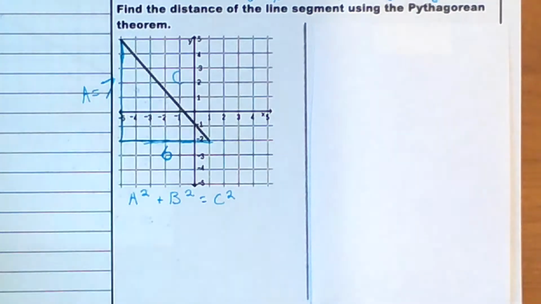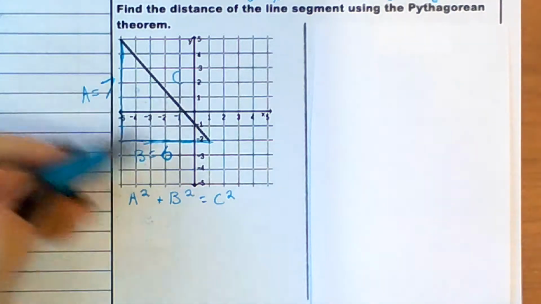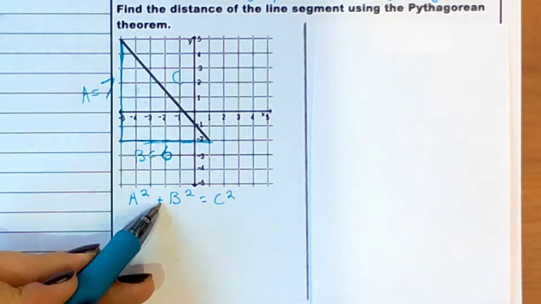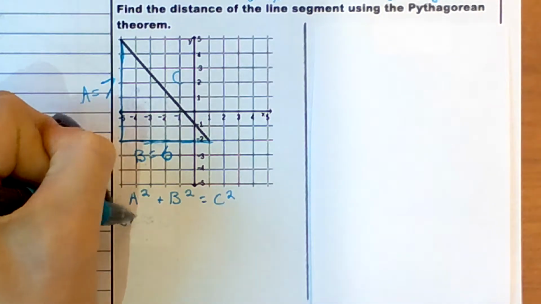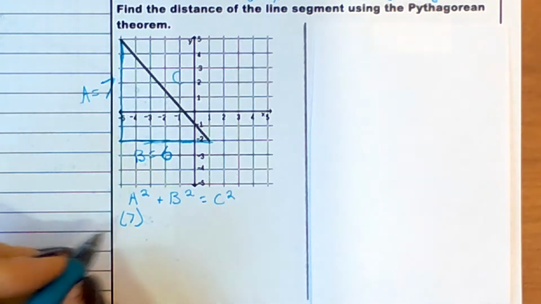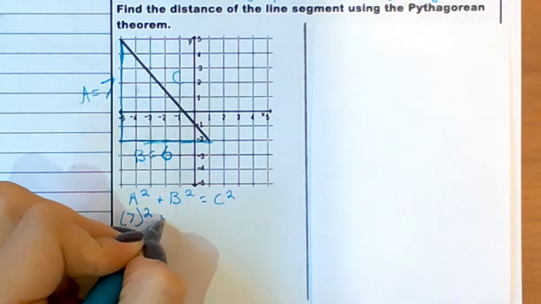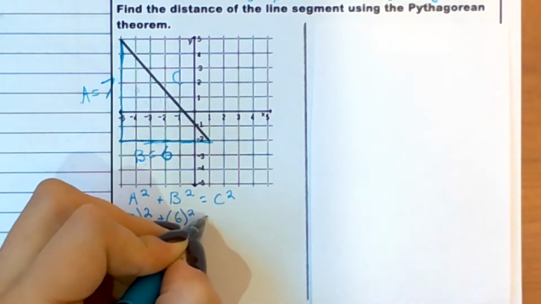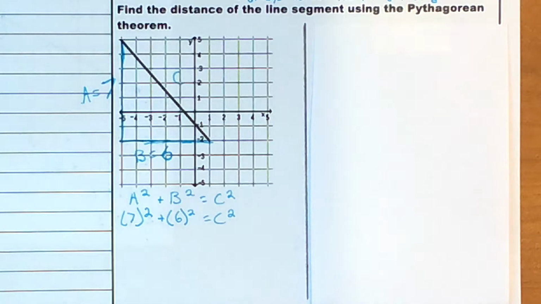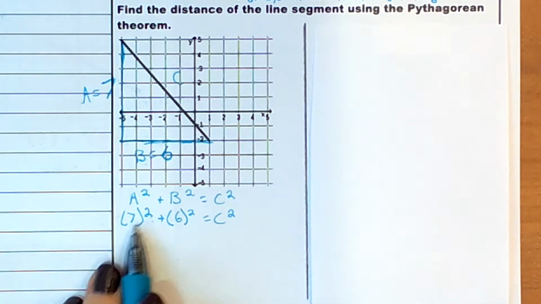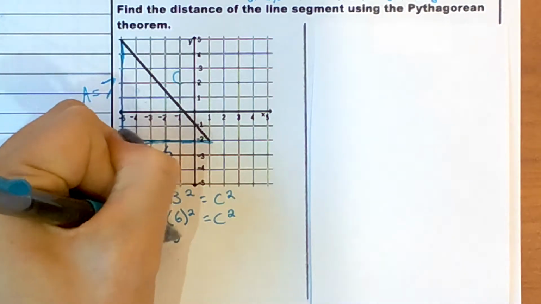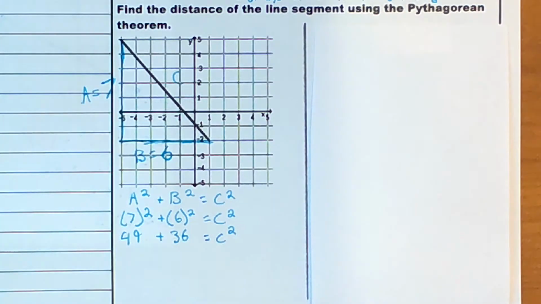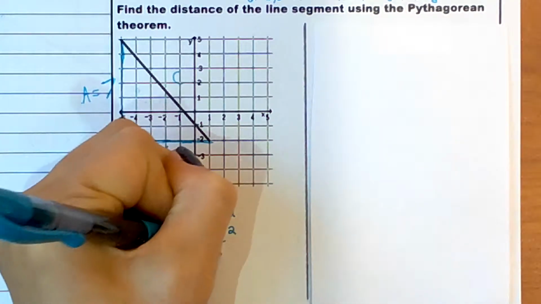So we're going to use our a squared plus b squared equals c squared. And so a is going to be one of the sides and b is going to be the other side. It really doesn't matter which one is which. We're going to add them together no matter what. So if a is 7, I'm going to insert 7 for a. I do that with parentheses. 7 squared plus parentheses 6 squared equals my hypotenuse squared. 7 times 7 is 49. 6 times 6 is 36. And that still equals c squared. So go ahead and add these together. We get 85. 85 equals c squared.